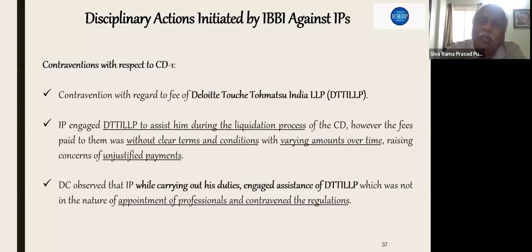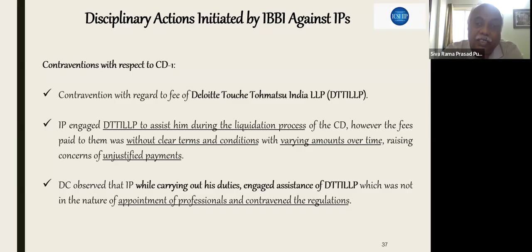And the contravention with regard to the company Deloitte Touche. The IP engaged Deloitte Touche to assist him during the liquidation process. Whenever I am engaging any service providers, for what purpose am I engaging the service? Whether need is there or not. The CIRP or liquidation is not for lavish expenditure. The CIRP cost or liquidation cost is to be minimized so that the stakeholders in the particular system will be benefited.